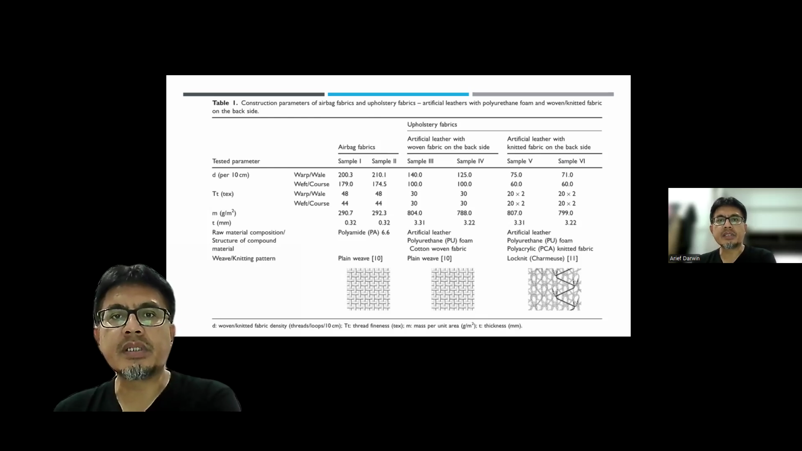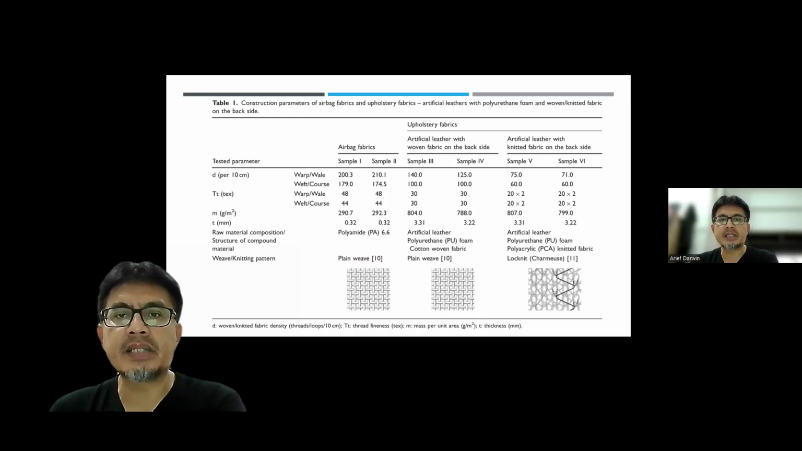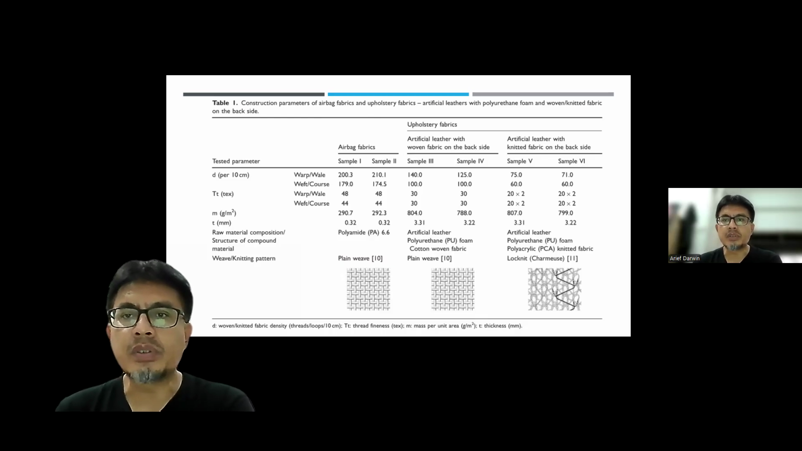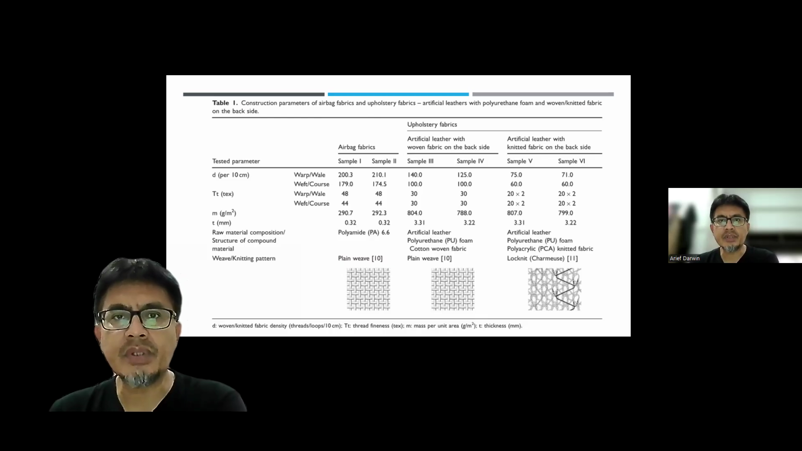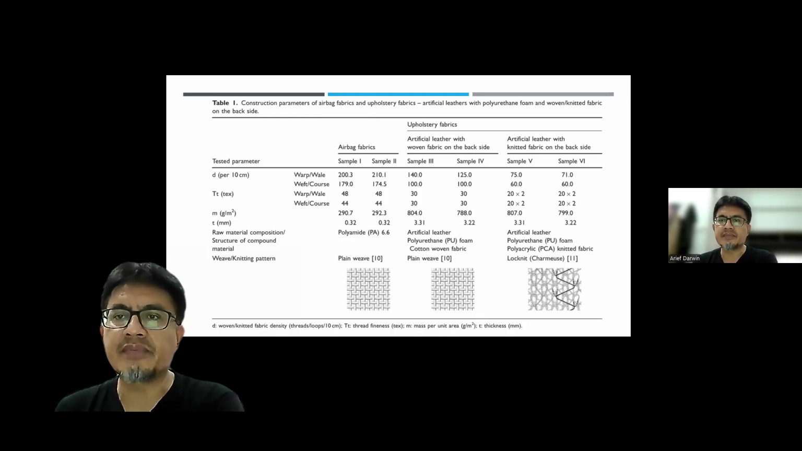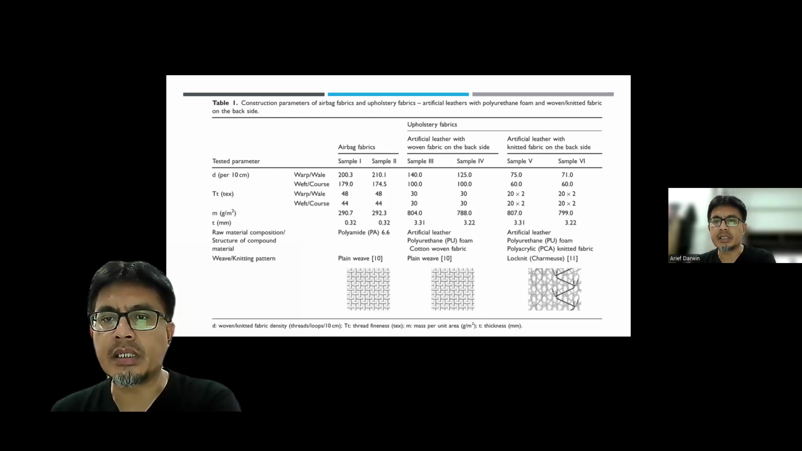And then for the upholstery fabric, there are two samples: artificial leather with the woven fabric on the back side, and artificial leather with the knit fabric on the back side. They are also made from different constructions on both woven and knit. The artificial leather with the woven fabric uses cotton woven fabric, while the artificial leather with knit fabric uses polyacrylic knit fabric.